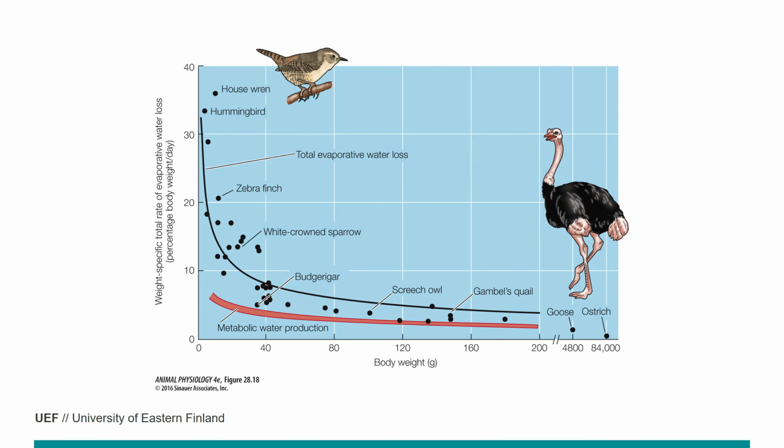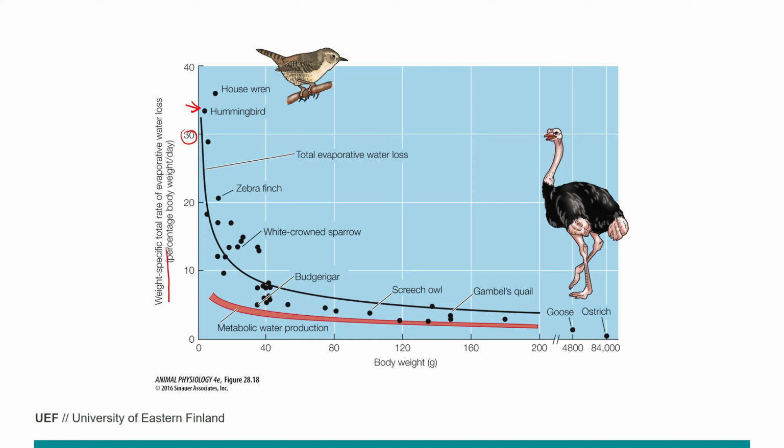Okay, what about then on different animals? So over here is the weight specific evaporation of water loss. So on the percents to compare the body weight per day. So we have hummingbirds that are losing over 30% of their body weight in a day. In just that, okay, they are losing water.